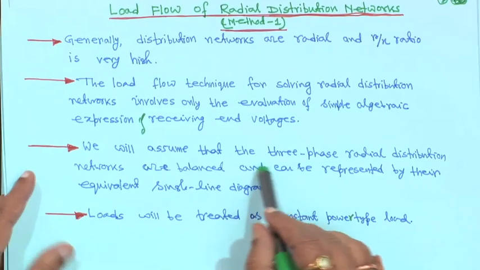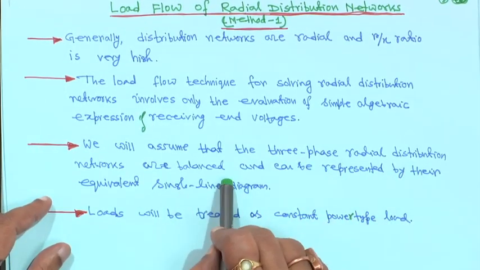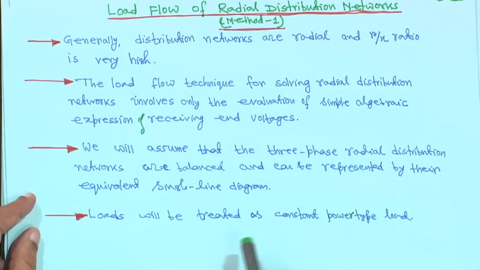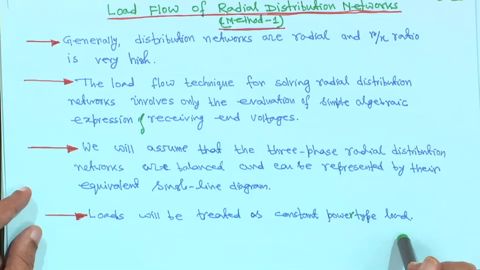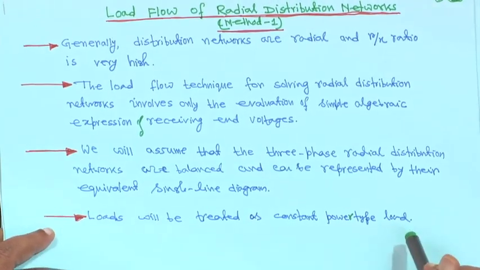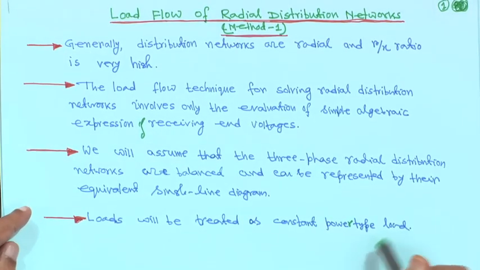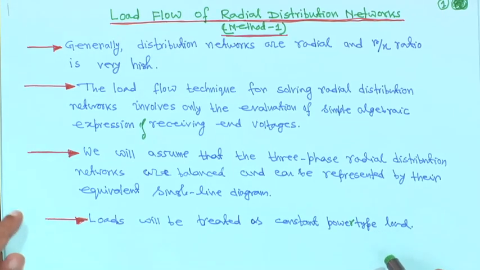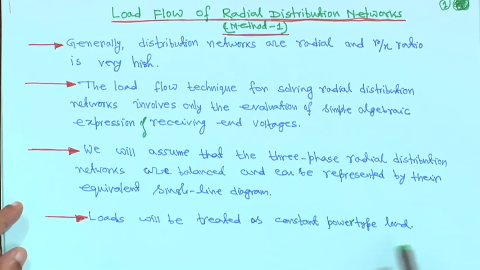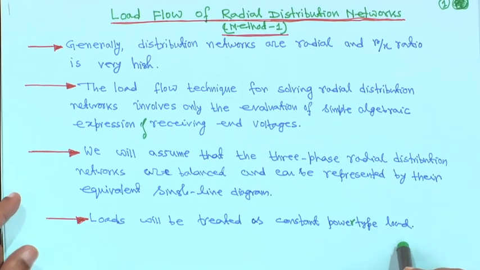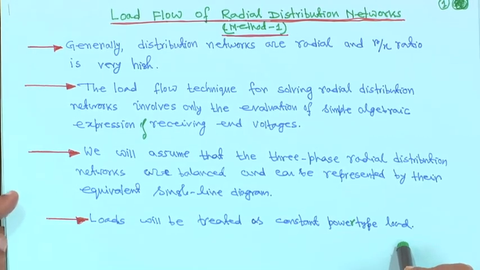We will assume that the 3-phase radial distribution network is balanced and can be represented by its equivalent single line diagram, this I told you earlier. And loads will be treated as constant power loads, but composite load also can be incorporated in this algorithm. In that case, in every iteration you have to compute the load, because for composite load, the load will be a function of the voltage magnitude. That will not be considered, but if you write any code or are interested, you can put the question in the forum, there I will put the answer, but here I will not do that, right.